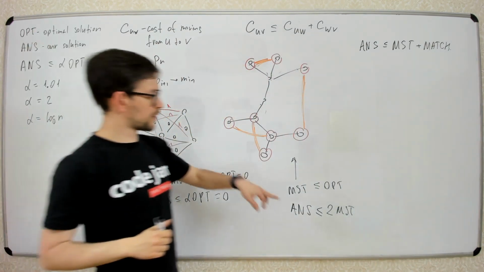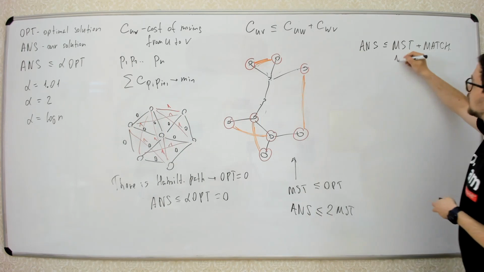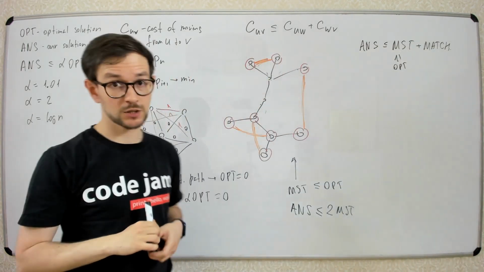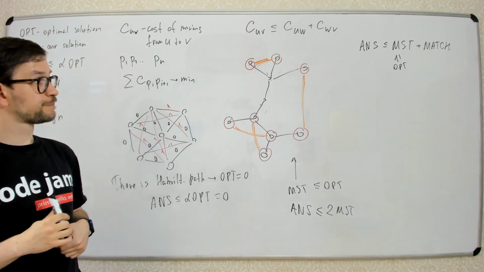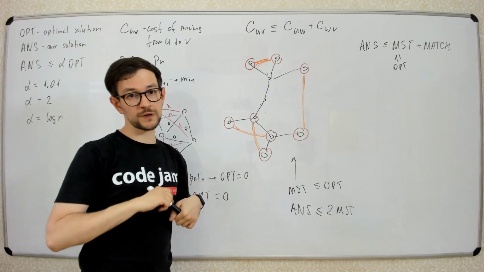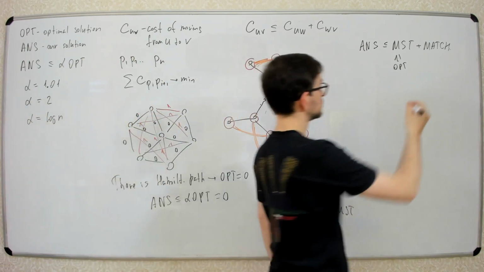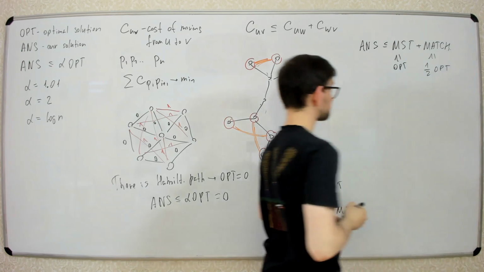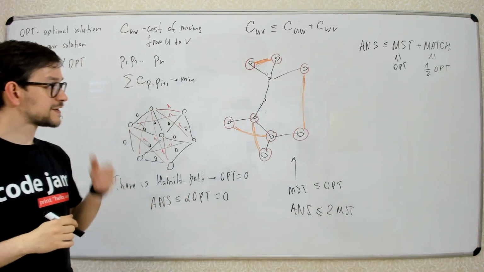We already know that the length of the MST is at most opt. So what about the length of this matching? I claim that the weight of my matching is no more than half of the weight of the optimal answer. Now, why is this true?